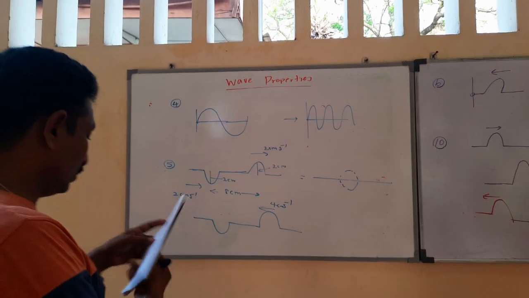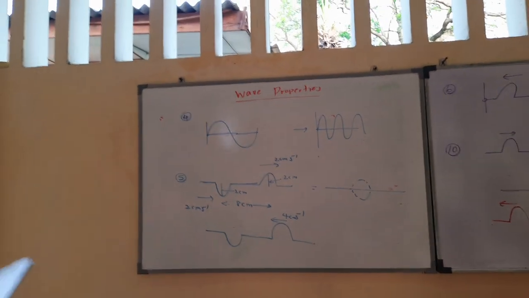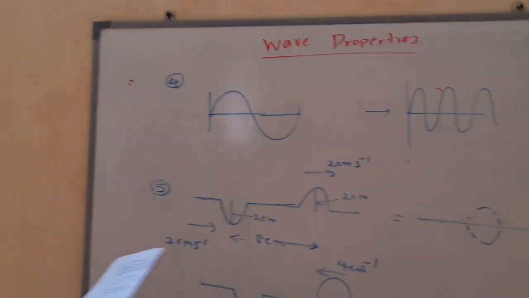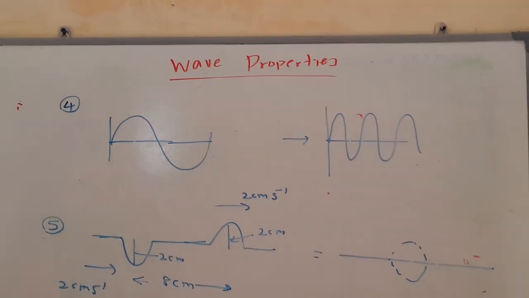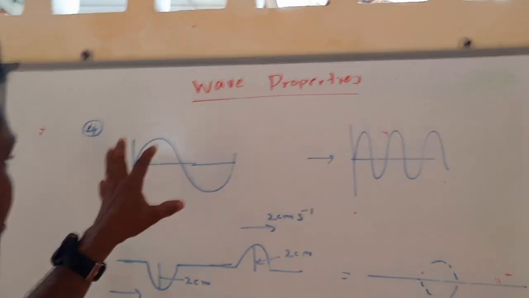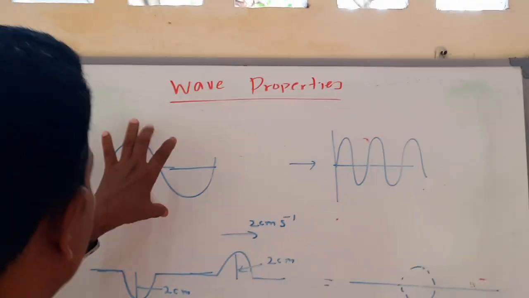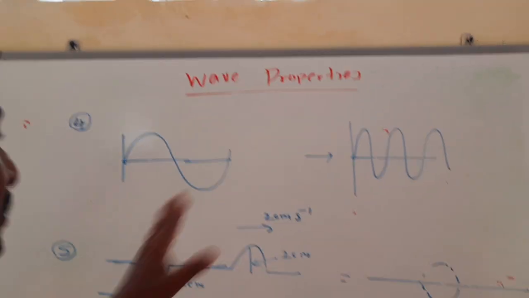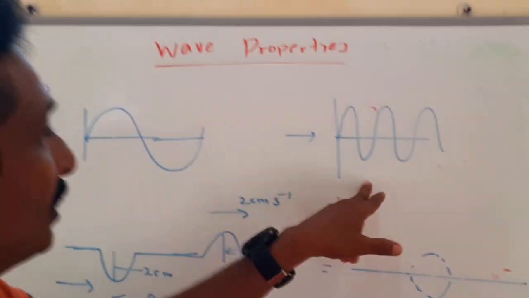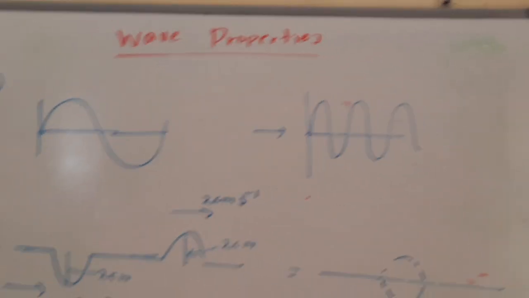Consider the fourth question. Which of the following waveforms has the higher frequency? Higher frequency means smaller wavelength. Here this is the higher frequency, this is the lower frequency. Depending on frequency, check the waveform, that's the higher frequency. That is the answer.